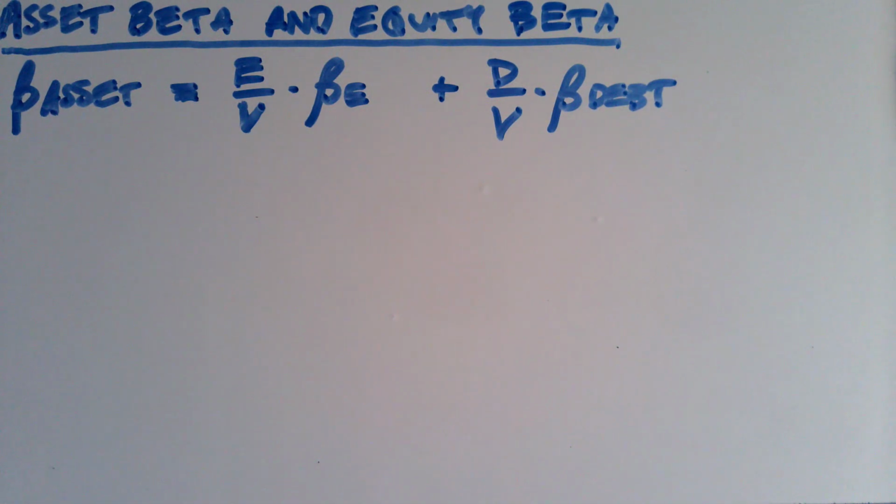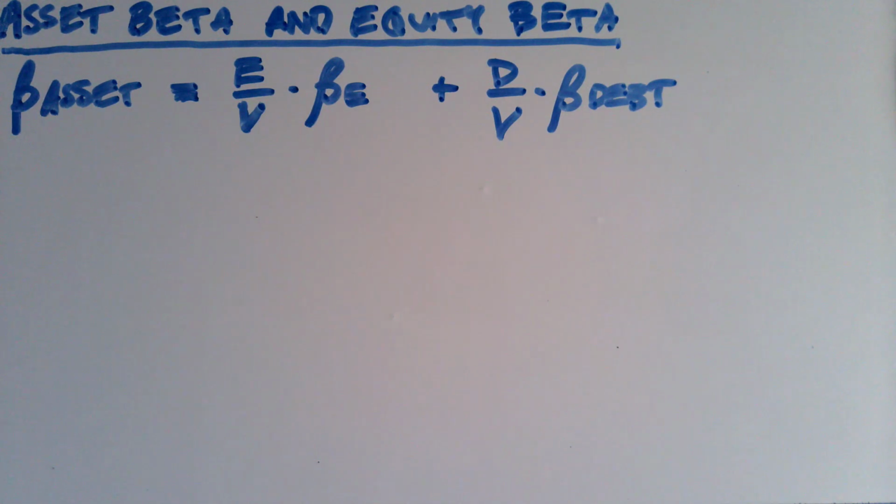Beta is our measure of systematic risk. This is the kind of risk that we can't get rid of through diversifying our portfolio. And if we were looking at a portfolio, we would see that the beta for the overall portfolio would simply be a weighted average of the betas that are in that portfolio.